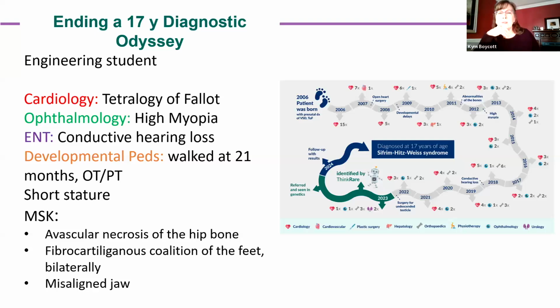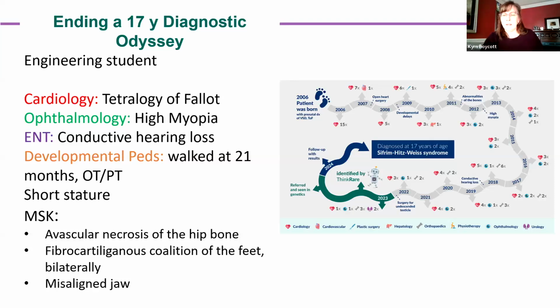The second example is also 17, and you can see on the right this journey for this little guy since when he was born in 2006. And Alex made this wonderful slide. And at each of these years along the path, you can see all the different specialists that he saw. He's an engineering student now, but you can see in the colors the different departments that he saw: cardiology, ophthalmology, ENT, and developmental peds. So you can see why he would have triggered the alert, and he has a couple of malformations and developmental delay.